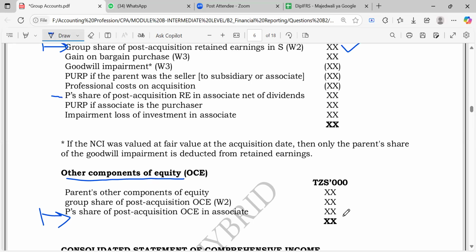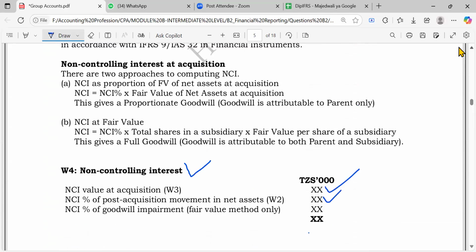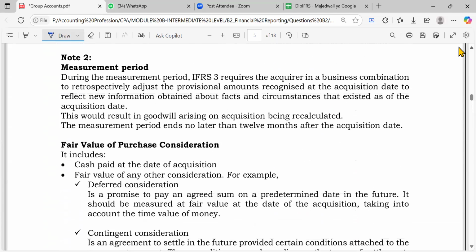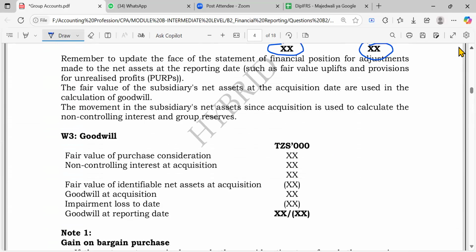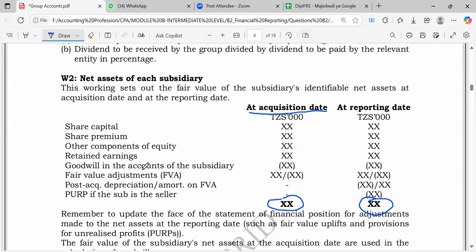Of equity. So it is the same thing. All these come from working number two, you can see here. Maybe you have other components of equity and maybe you have retained earnings. So those things related to retained earnings would go to retained earnings. For those not retained earnings, they would go to other components of equity. That's what we're just trying to say.